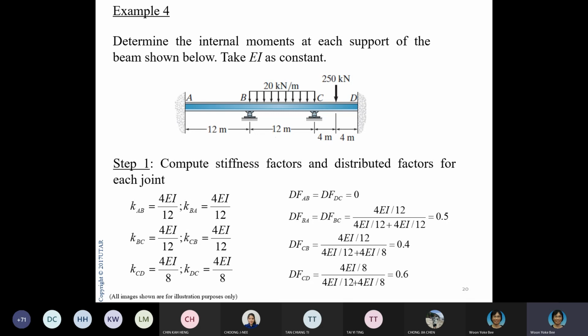I'm expanding it to 3 spans now, but again, I still maintain the far end fixed just for your practice. This one is again the same thing. You are asked to determine the internal moments at each support of the beam. Each support, that means A, B, C, D, all the supports. And you take EI as constant, which means this is a prismatic structure, a uniform cross section.